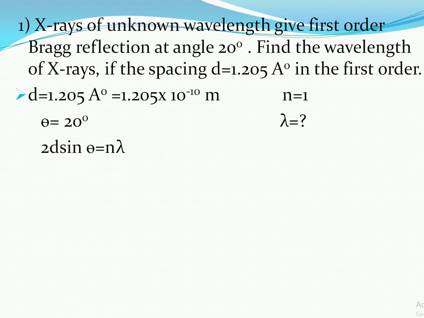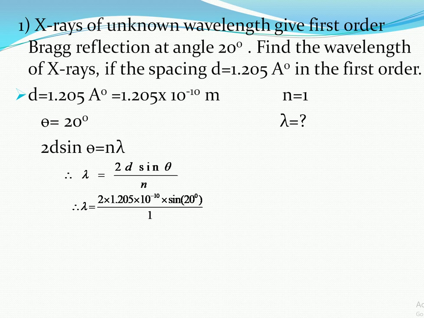The formula is 2d sin theta is equal to n lambda. We have to convert this formula into lambda, that is lambda is equal to 2d sin theta by n. By putting the value of d as 1.205 into 10 raised to minus 10 and sine of angle theta is 20, n is equal to 1, then we get lambda is equal to 0.824 into 10 raised to minus 10 meter, and in Angstrom lambda is equal to 0.824 Angstrom.